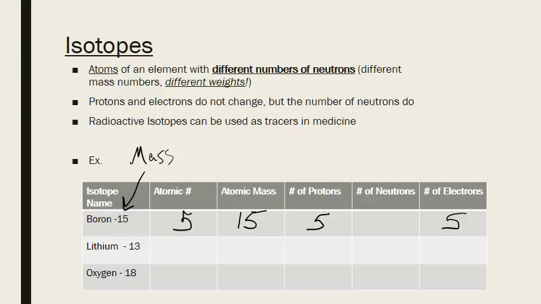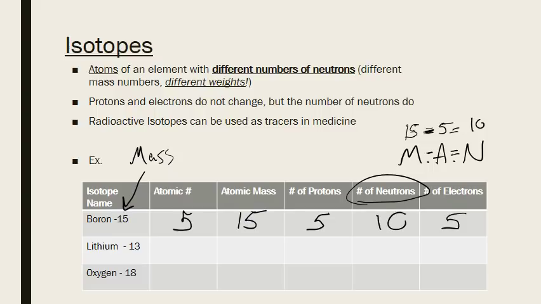Now to go ahead and get our number of neutrons, remember MAN. Your atomic mass minus your atomic number will give you your neutrons. So if we take our atomic mass, which is 15, and subtract our atomic number, which is 5, that's going to give us 10. So our number of neutrons will be 10.